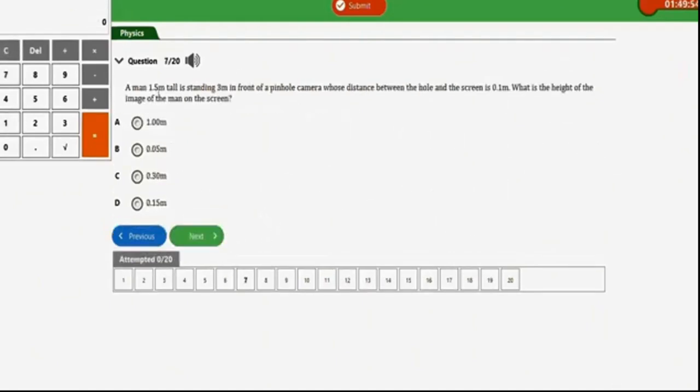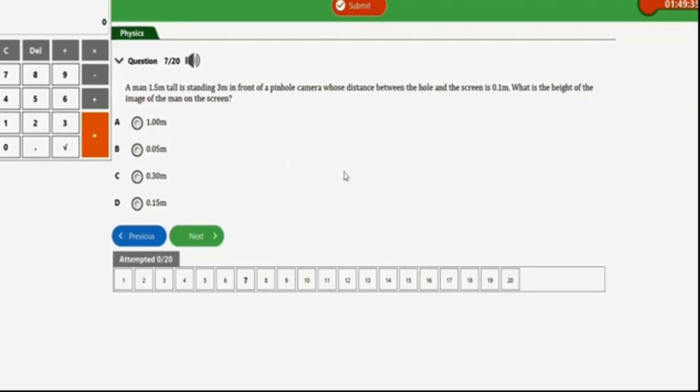It says a man 1.5 meter tall is standing 3 meters in front of a pinhole camera whose distance between the hole and the screen is 0.1 meter. What is the height of the image of the man on the screen? I think we have solved this question before. We got the answer to be 0.05 meter. That was option B here.